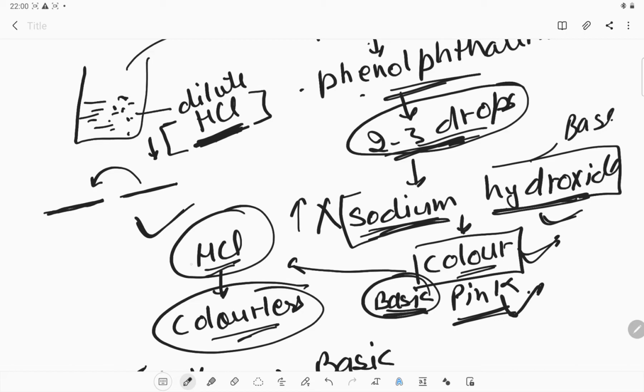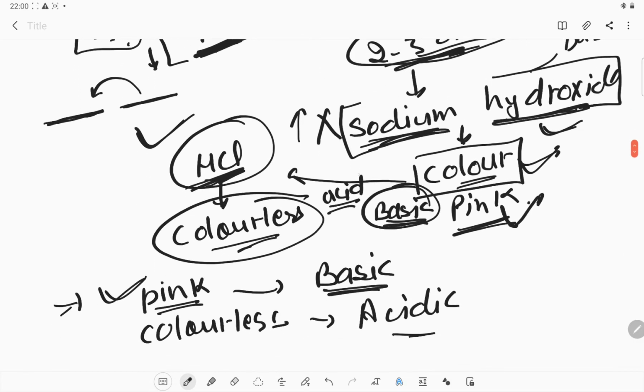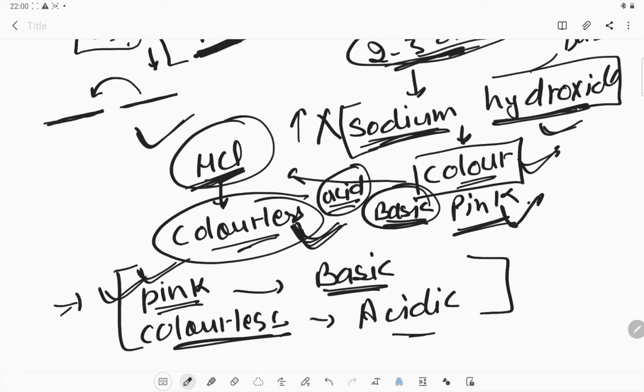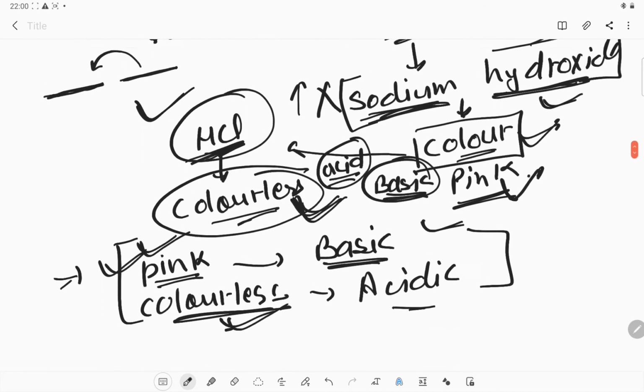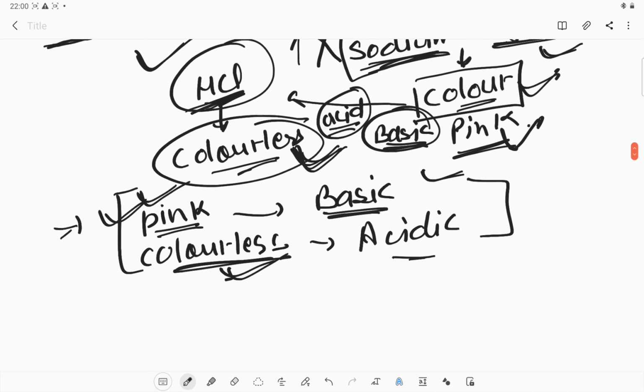Then we added some HCl into it. That means we have added some acid, and because of the acid the solution became acidic, and an acidic solution is colorless. So the phenolphthalein indicates that if it is giving a pink color, the solution is basic. If a solution is acidic, it is colorless. We can also see the neutralization process in it. When an acid combines with a base, it neutralizes both the acid as well as the base.